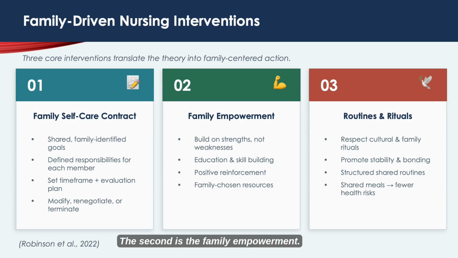The second is family empowerment. Instead of focusing on what the family cannot do, this approach builds on the existing strengths. It involves education, skill building, and positive reinforcement, using the resources the family chooses for themselves. The third is the routine and ritual. This means respecting the cultural and personal rituals that already hold the family together, promoting stability and bonding, and building in shared routines like family mealtime, with results linked to fewer health risks in children and teens. The pattern across all three is the same: the family leads and the nurse facilitates.